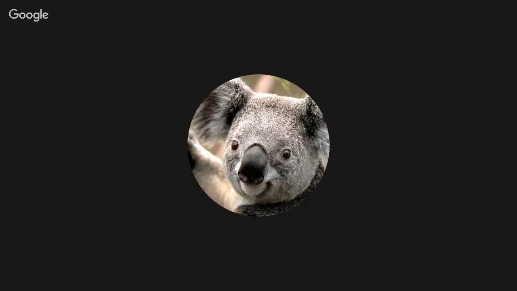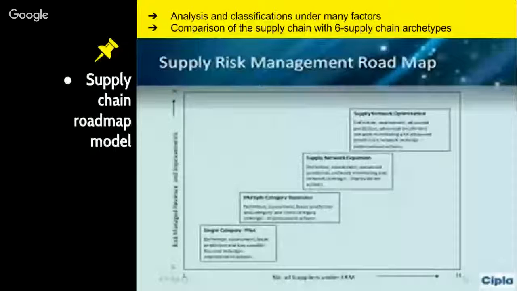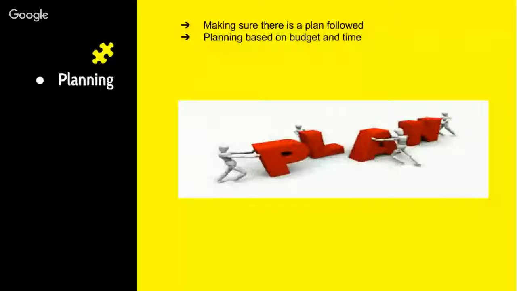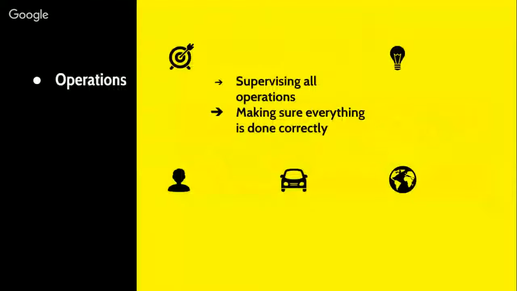Next, we will be discussing supply chain management and its characteristics. One of the key characteristics of supply chain management is planning. What I mean by that is there is a specific plan followed, and this specific plan is based on budget and time. Another characteristic of supply chain management is the handling of operations.